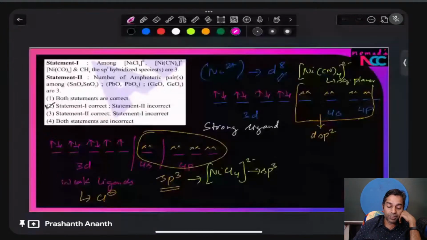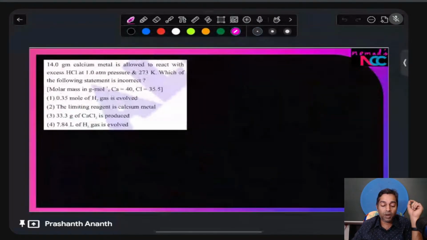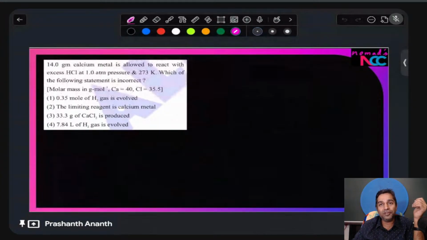In this particular question, 14 grams of calcium metal is allowed to react with excess HCl at 1 atmosphere and 273 Kelvin. Which of the following statements is incorrect? This is going to be an irritating question, mainly because you have to solve and check each of the options, because definitely some of the options will end up working out as correct.